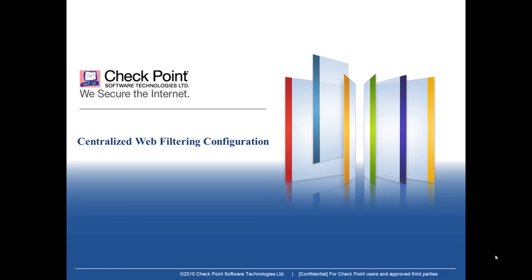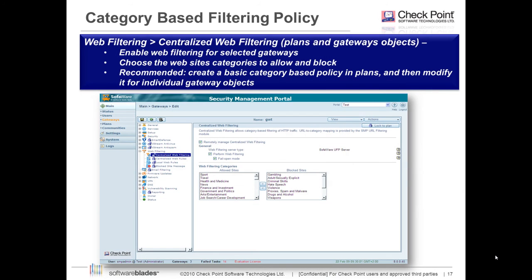Centralized web filtering configuration. Under web filtering, centralized web filtering, again under plans or gateway objects, you can enable the web filtering for selected gateways and choose the website categories to allow or block. Recommended: create a basic category-based policy in plans and then modify it for individual gateway objects.